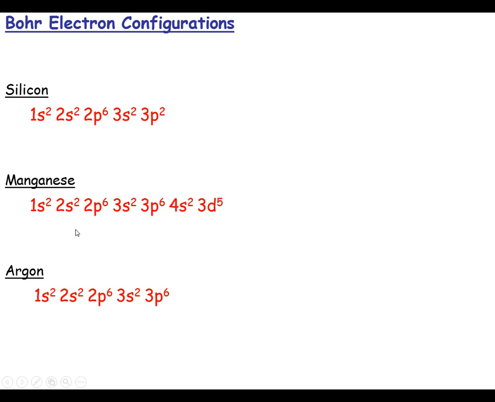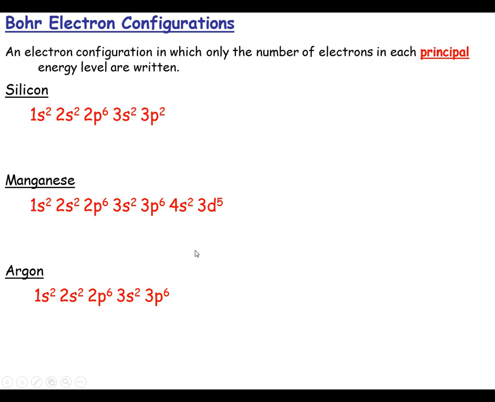Well, if this is the sub-level electron configuration, the three examples we had in the previous flip lesson, the Bohr electron configuration is an electron configuration in which only the number of electrons at each principal energy level are written. So it's actually pretty simple, and it's a little bit of a flashback from middle school. Here is the sub-level electron configuration for silicon, and remember that the big numbers in front of the letters tell us the principal energy level that sub-level is inside of. So we have an S sub-level in the first principal energy level, in the second we have an S and a P, and in the third we have an S and a P as well.